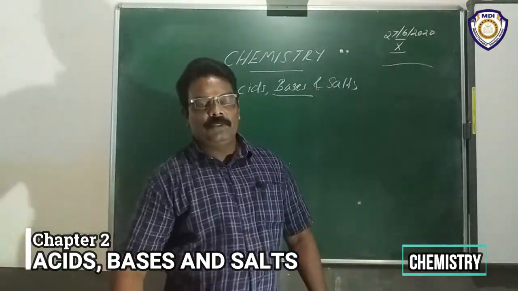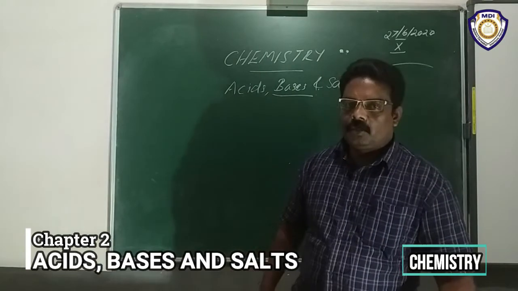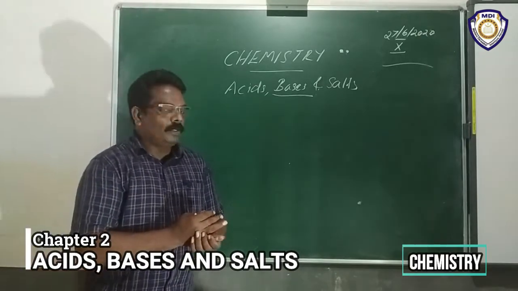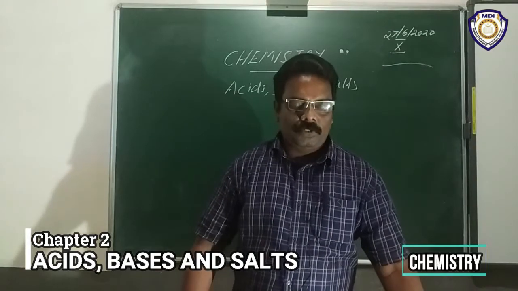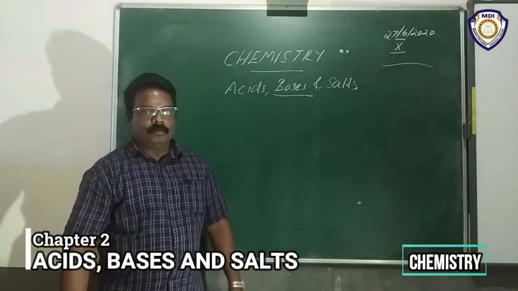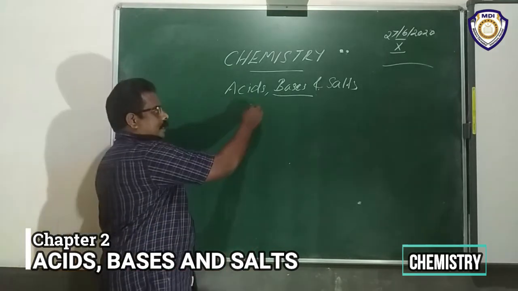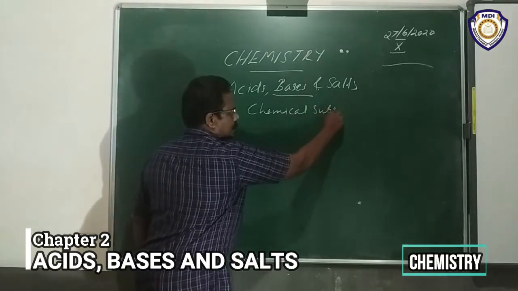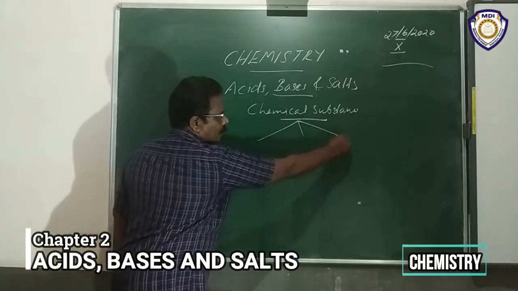In the former lesson we studied chemical reactions and equations. There you studied so many chemical substances and their chemical combinations. Here also you have to study some chemical compounds. Most of the chemical compounds we can divide into acid nature, basic nature, and also salt form. So all the chemical substances can be divided into three groups.